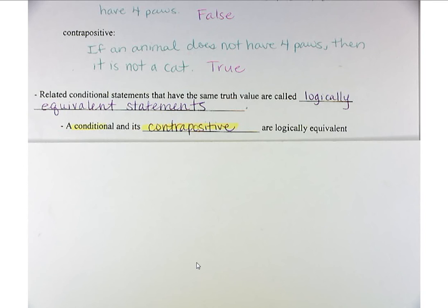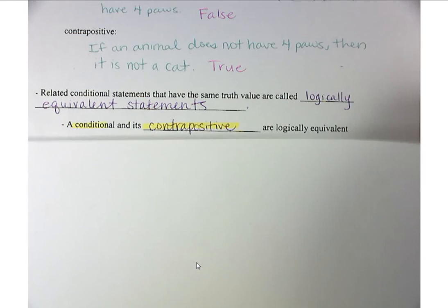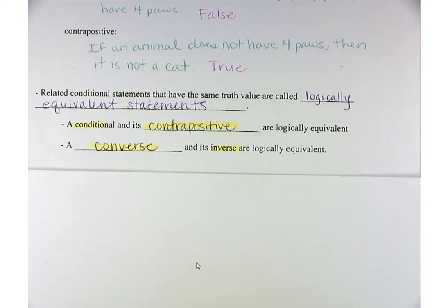Let's talk about what that means. If the conditional is true, then the contrapositive is going to be what? Also true. If the contrapositive is false, then the conditional is also false. So they're going to have the same truth value. Which other two do you think will match? The inverse and the converse. Do you think those are logically equivalent? Yes, they are. So a converse and its inverse are logically equivalent. If the converse is true, the inverse is true. If the converse is false, the inverse is false.